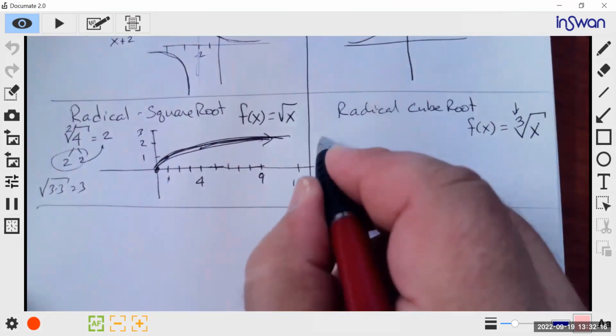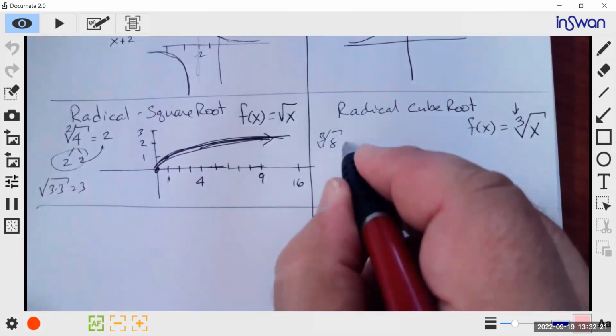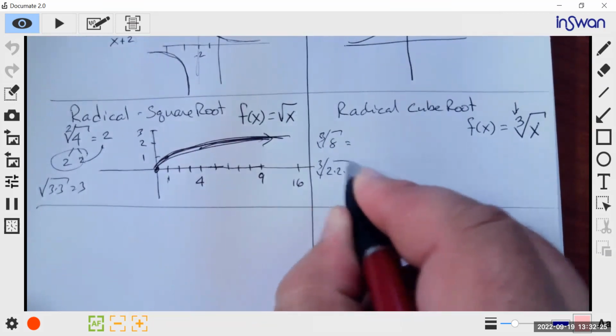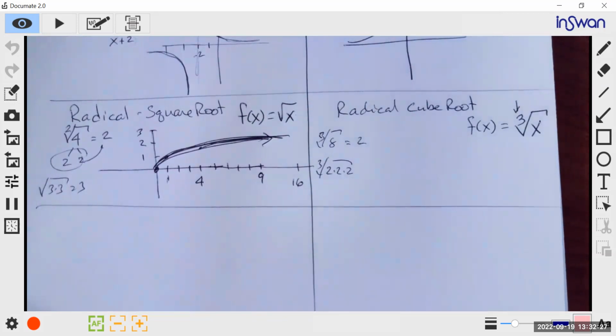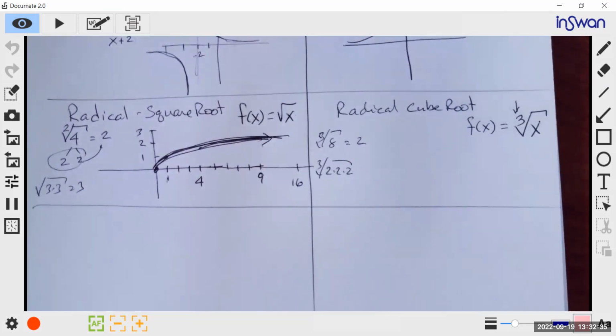So in this one, cube root of 8. What's 8 made up of? 2 times 2 times 2. So the answer is 2, since it happens 3 times. So the root tells us how many times it has to repeat itself. Once it does that, we can take it outside the radical.